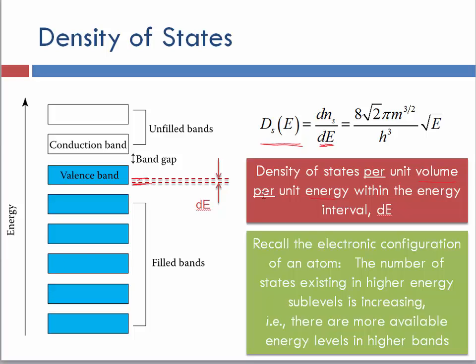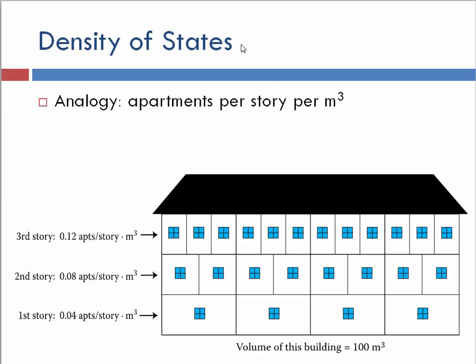This per unit volume per unit energy thing is a little bit confusing, so let's think about it in terms of an analogy. So this is density of electron energy states. Think of it as an apartment building. On the first story of your apartment building, you might have 4 apartments, and let's say the volume of the building is 100 meters cubed. Then your density of apartments per story per meter cubed is 0.04 apartments per story per meter cubed.